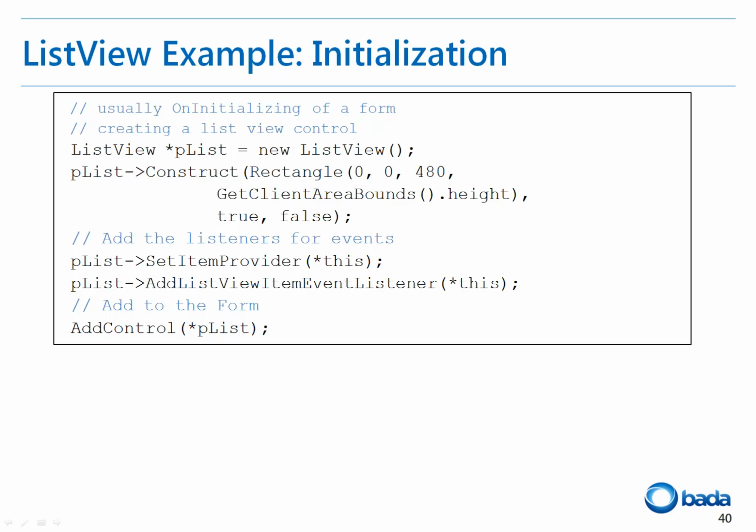Here, we can see that the list view is constructed with the specified rectangle coordinates. The SetItemProvider registers the item provider callback for the item creation. The AddListViewItemEventListener registers the callback for item events. Then, the list view is added to its parent using AddControl.